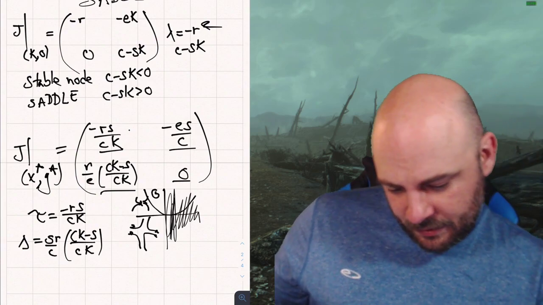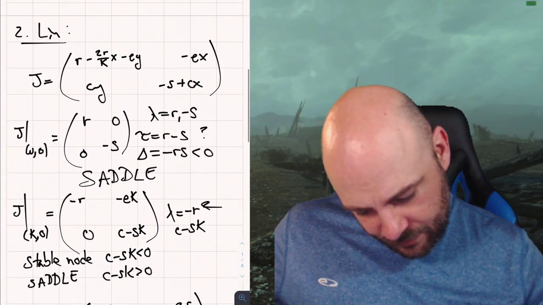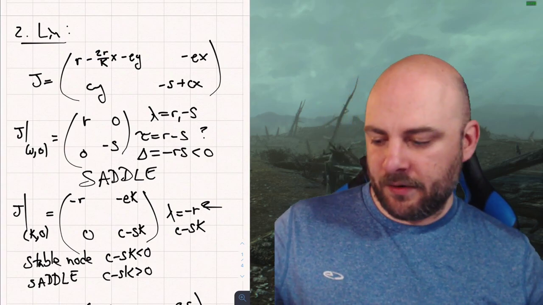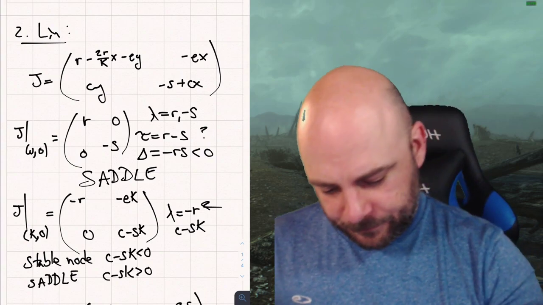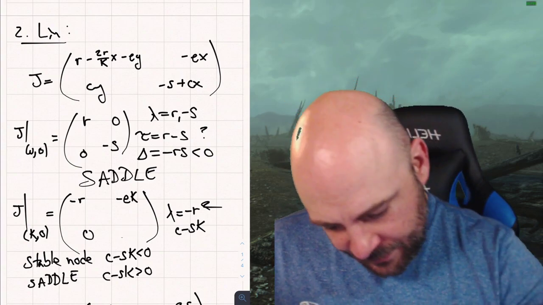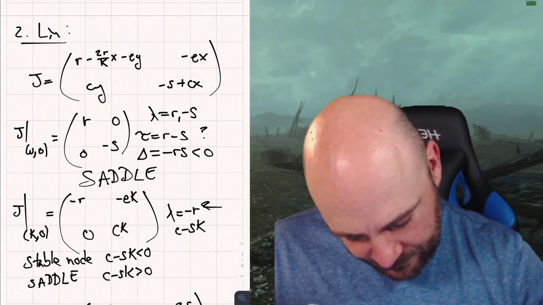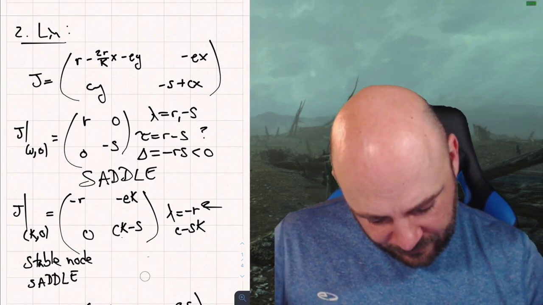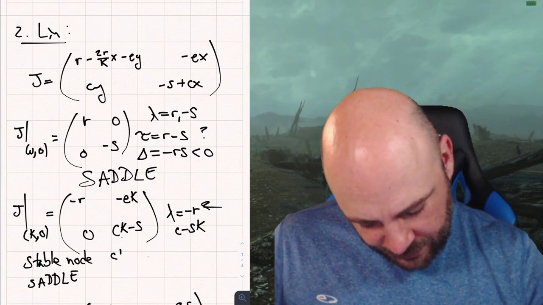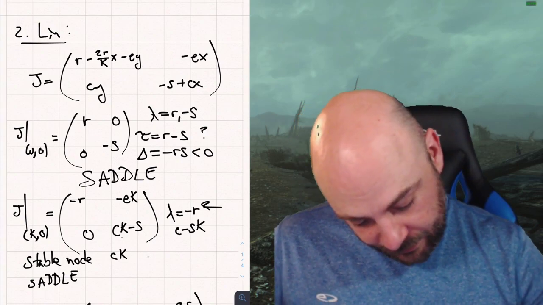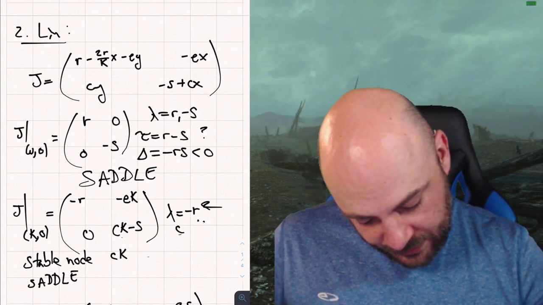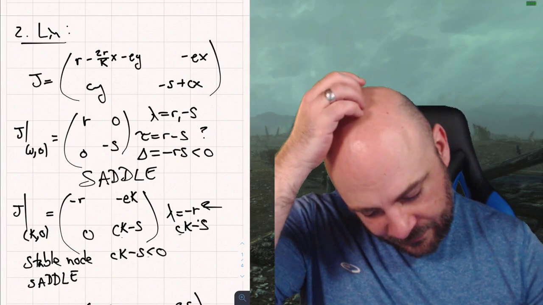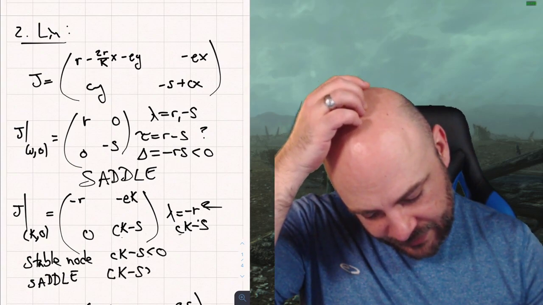CK, not SK. Oh, did I make a mistake up here? Definitely made a mistake that no one called me out on. Why didn't any of you raise your hands? Right here. This right here should be CK minus S. Okay. And so these conditions just change ever so slightly. Let me go ahead and erase that because that's wrong. CK minus S. It's a stable node if this is negative, and it's a saddle if this is positive.